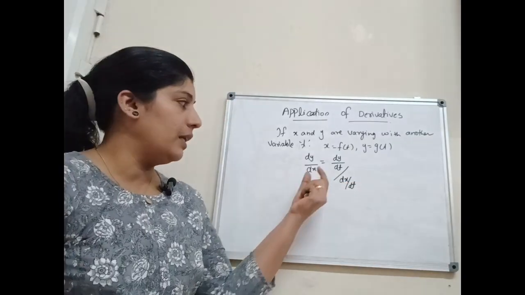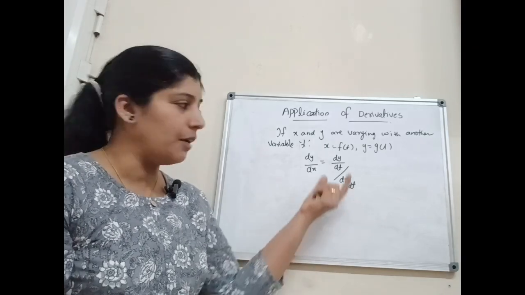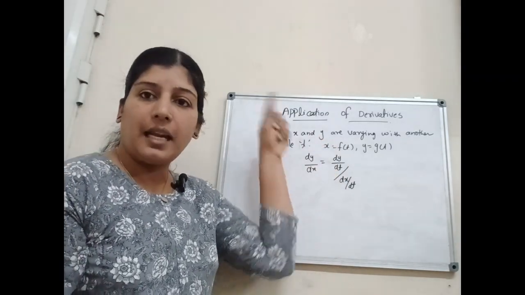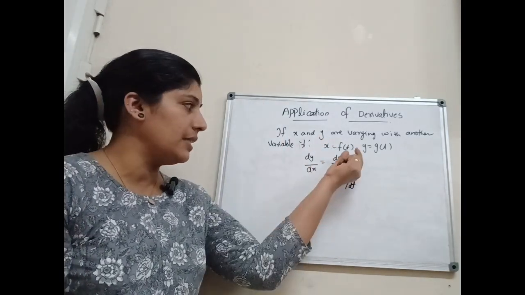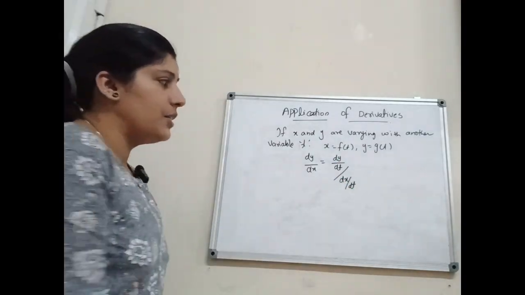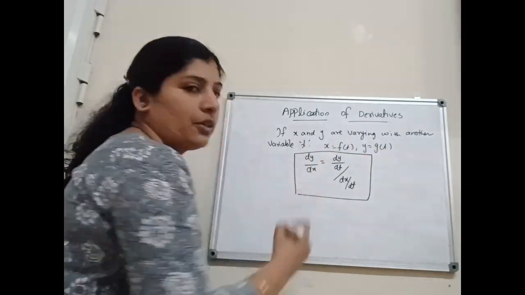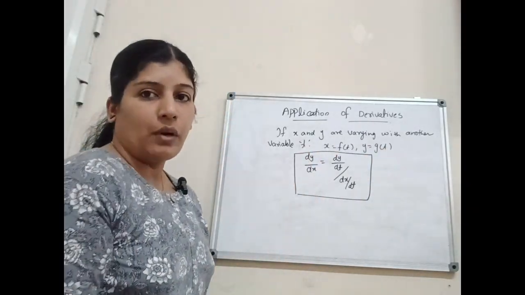In previous chapter, we learned dy by dx by using parametric functions. Same manner here, x and y are defined in another variable. We have to find out dy by dx as dy by dt divided by dx by dt. That is by chain rule. It is called chain rule. Next, we have to use this rule for solving the rate of change of quantity.